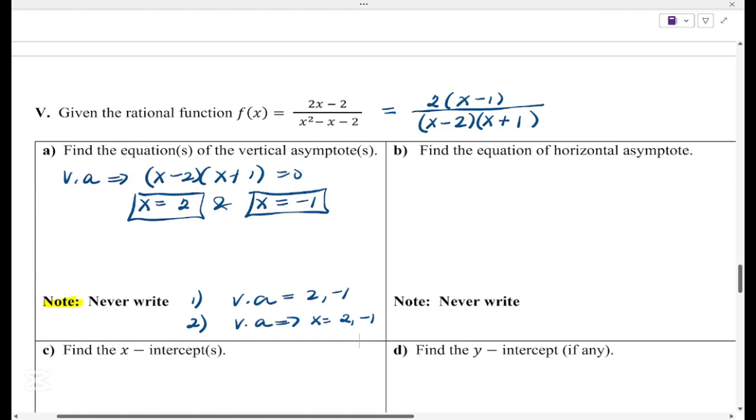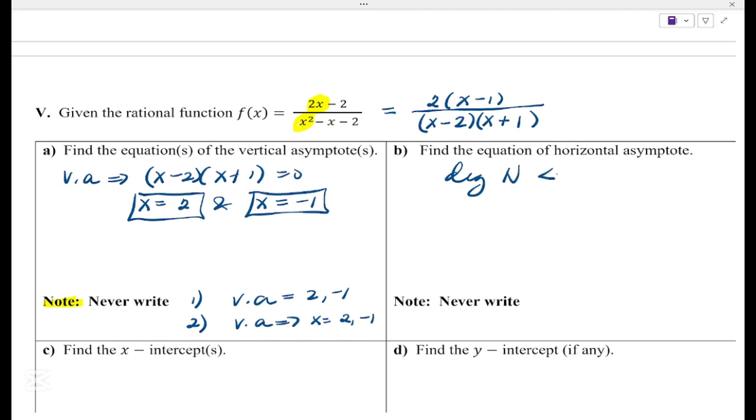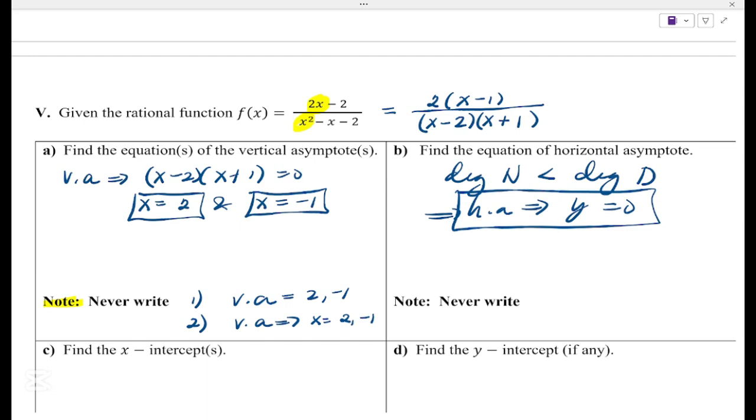Next, to find the equation of the horizontal asymptote, this is identified based on the degrees of this rational function. For the numerator, the degree is 1. For the denominator, the degree is 2. Since the degree of the numerator is less than the degree of the denominator, the horizontal asymptote is y equal to 0. So this is the horizontal asymptote. And as a note again, never write that the horizontal asymptote is equal to 0. This is not correct.